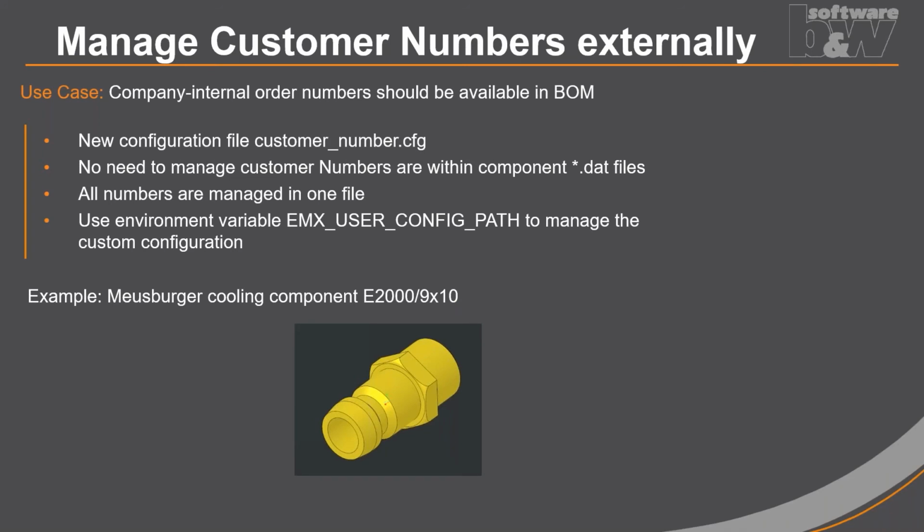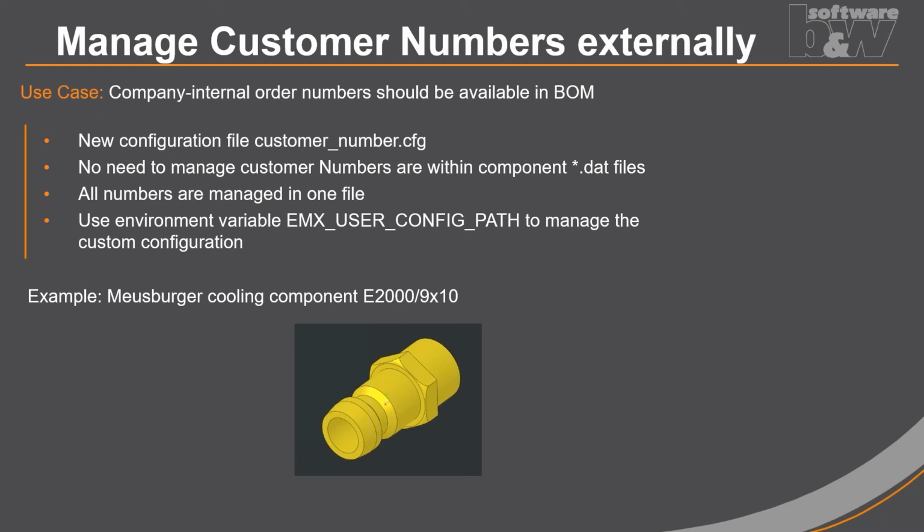The next thing I would like to talk about is quite interesting. This is not a really new topic, but we try to come up with a new solution for this problem. So it happens a lot that companies have internal order numbers for the components that they are using, and these order numbers should be available in the bill of materials.